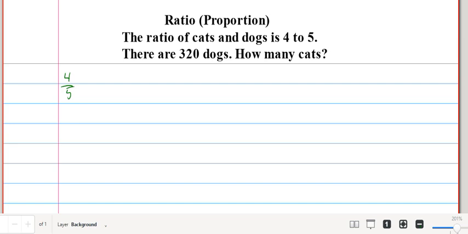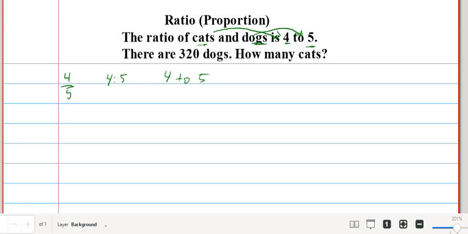I can rewrite that ratio as 4/5. You can also write ratios like this, 4 to 5, or you could just spell it out, 4 to 5. All right. But with this, we're trying to figure out how many cats. We have two sets of information for dogs, right? We know that cats represents 4 and dogs represents 5 because 4 comes first and cats comes first, right? Cats come first, 4 comes first, dogs come second, 5 comes second.